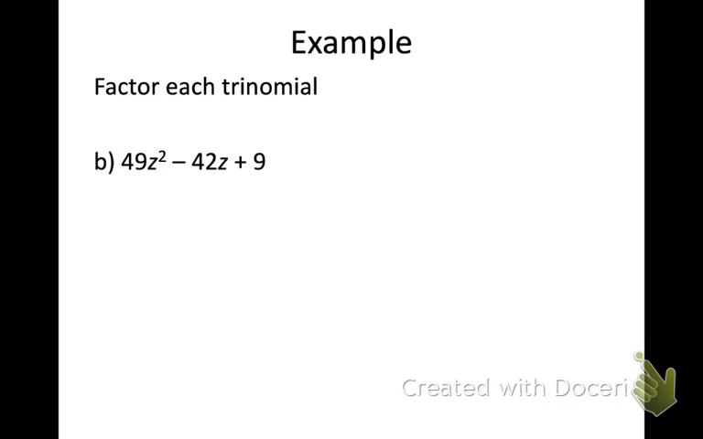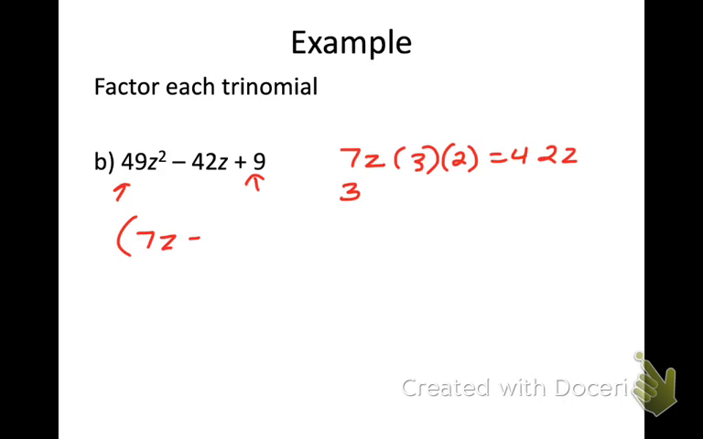Here we have 49 and 9. So we could check to see if we have a perfect square trinomial, since I do have a perfect square here and a perfect square here. The square root of 49 is 7, and then the z, and then the square root of 9 is 3. So if I multiply those together and then double it, do we get 42z? Yep. So this is a perfect square trinomial. So I could just go right to 7z minus 3 squared.